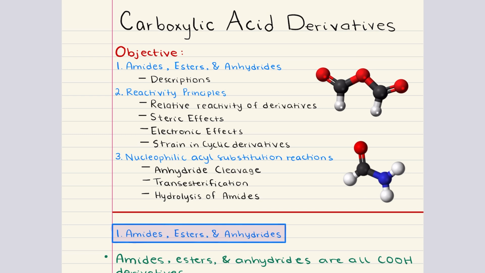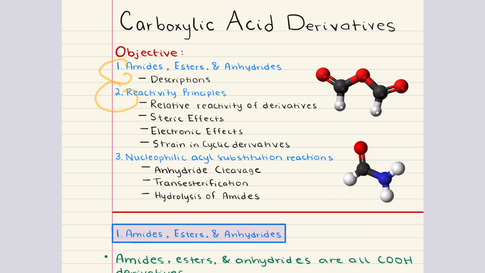Today, we're going to cover Chapter 9 for our MCAT Organic Chemistry playlist, and this chapter is titled Carboxylic Acid Derivatives. In this chapter, we're going to explore the following objectives. First, we're going to describe the main classes of carboxylic acid derivatives, specifically amides, esters, and anhydrides, and we're going to understand how they're related to carboxylic acids.